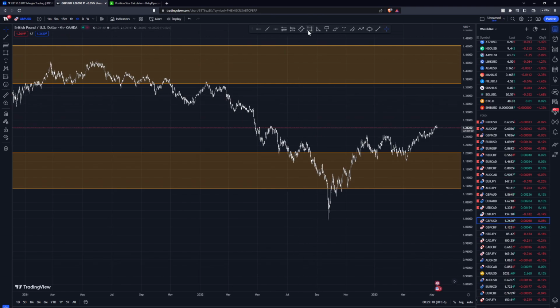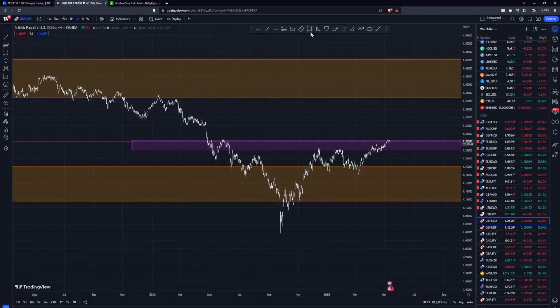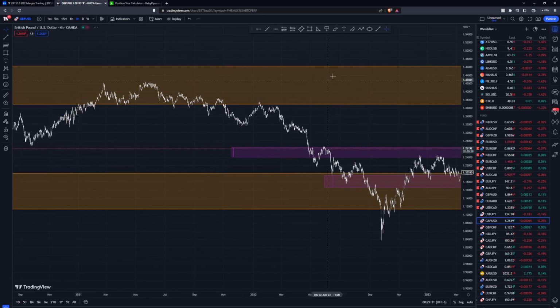Zoom in on the 4 hour, just get a full screen worth of data, usually is what I work with. Start drawing some hourly zones here, and we could even do one within this weekly zone to get a little more minuscule.